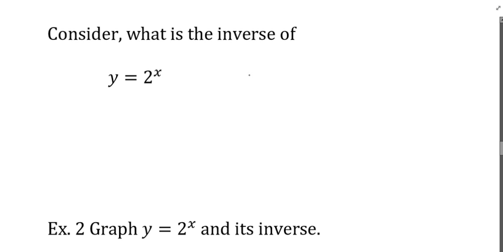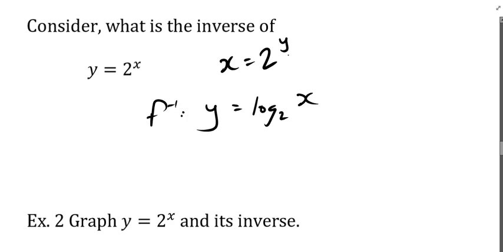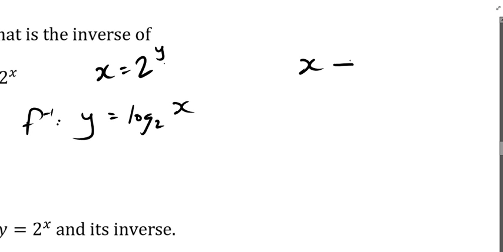So if I do x equals 2 to the y, and then how do I rewrite that? Keep the base the same. Log base 2 of x gives me the exponent. There's the inverse. So we interchange x and y. That's how we get the inverse of a function.